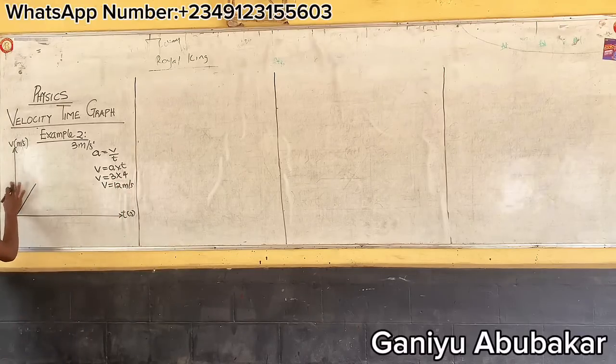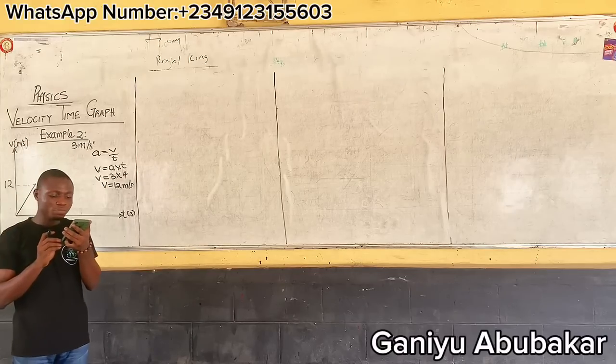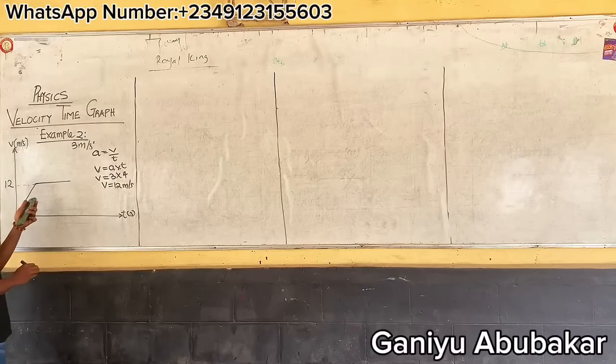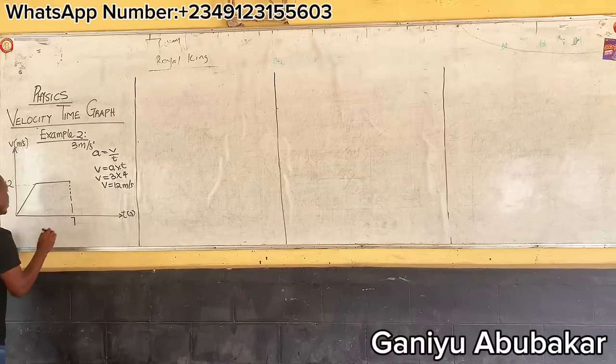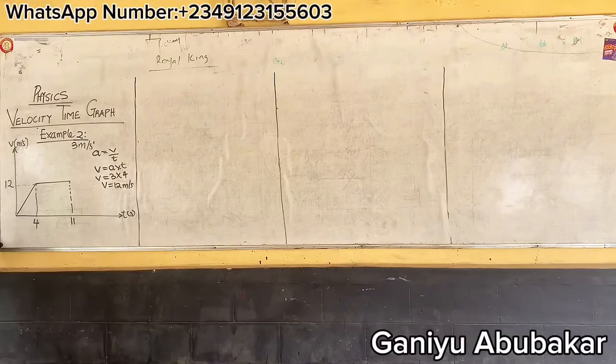So here at the top is 12. Next, its velocity remains constant for 7 seconds. The time here was 4 seconds, so I'll add 7 to it, which gives 11.